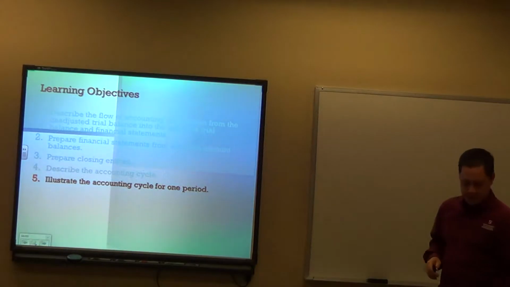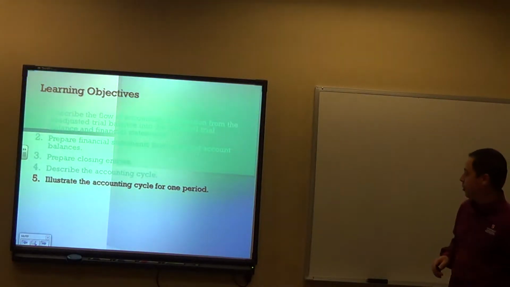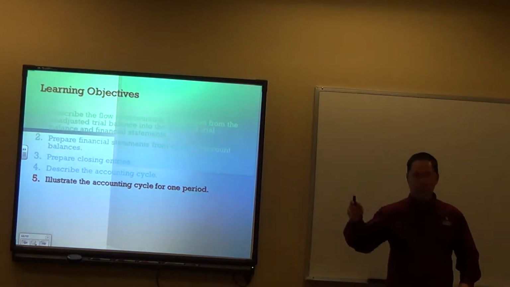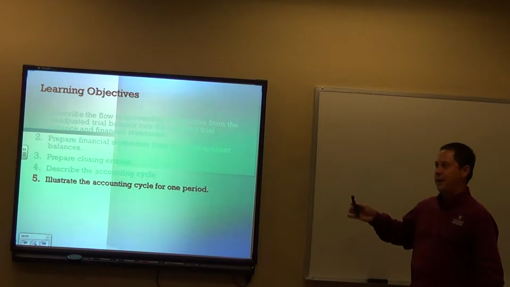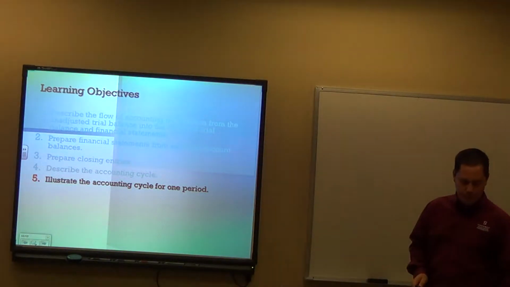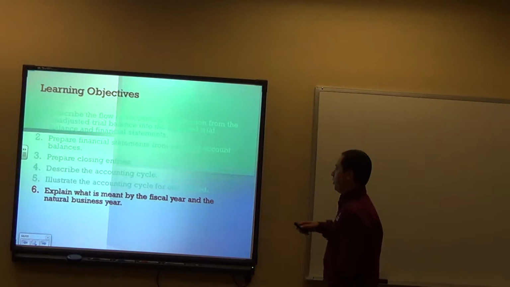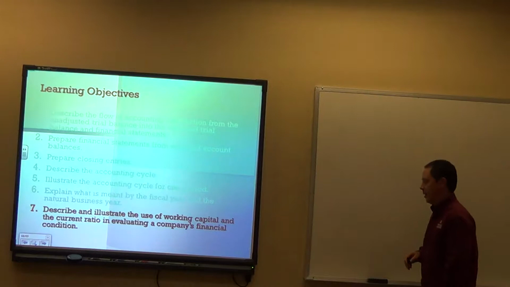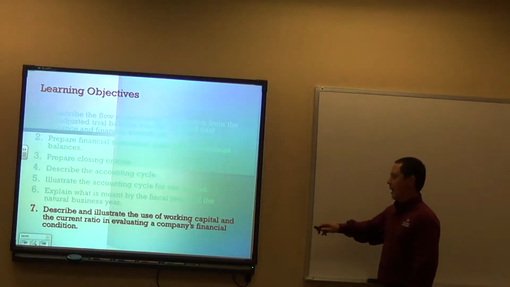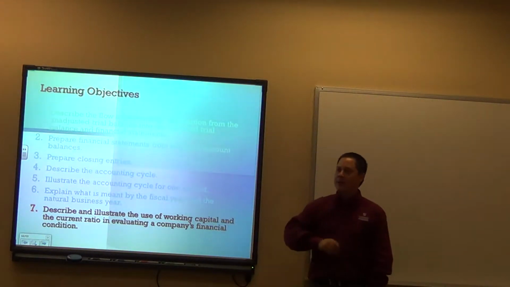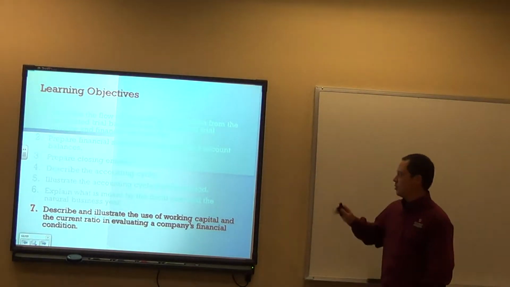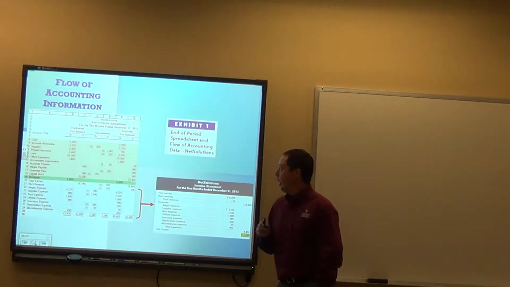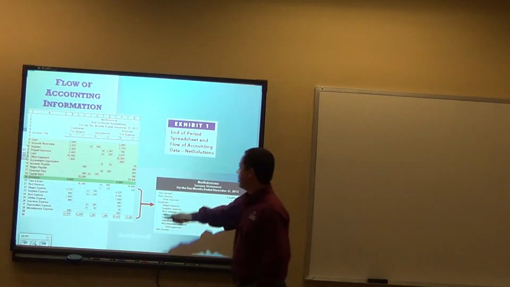In your book, you'll see some good illustrations of that, and I'll point those out as we move through here. So we're going to illustrate the accounting cycle for one period. So walk through it all. Basically what we did in chapters 1, 2, and 3, we're going to put all that together and walk through all of it. And then we're going to explain what is meant by the fiscal year and the natural year. We'll go over that at the end there. Easy stuff there. And then we'll describe and illustrate the working capital and the current ratio. There's different ratios and different things as we take a look at that. Those are some things that you'll look at in finance, and then also in managerial accounting, you'll look at those also.